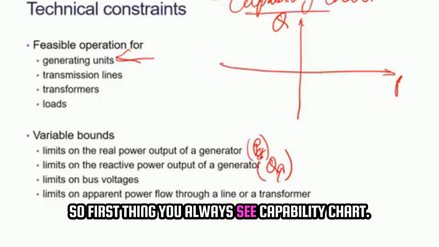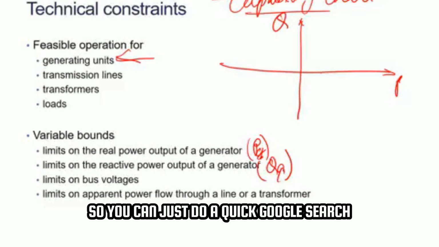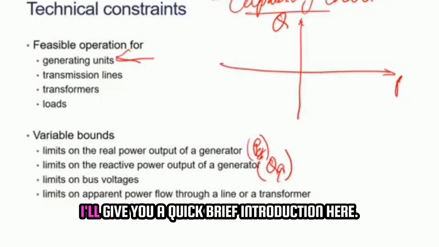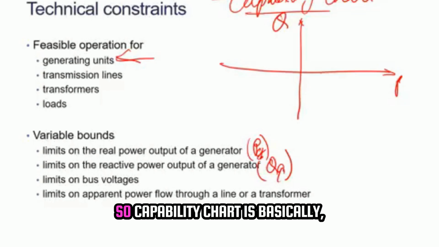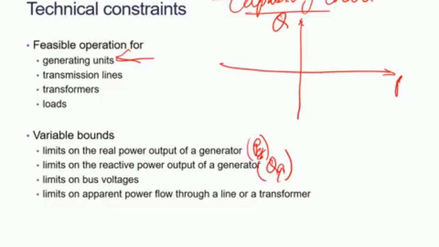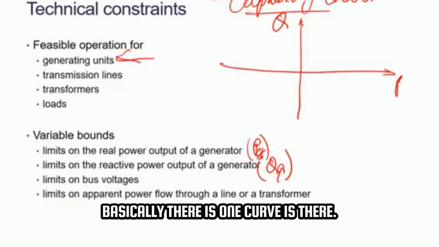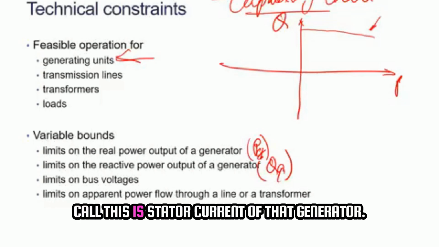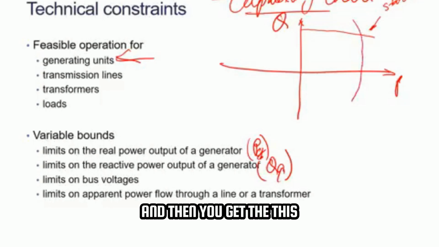So the first thing you always see is the capability chart. You can just do a quick Google search and find out the details here. I'll give you a quick brief introduction. In the capability chart, there is one curve, and this line corresponds to the stator current of that generator, and then you get this curve.